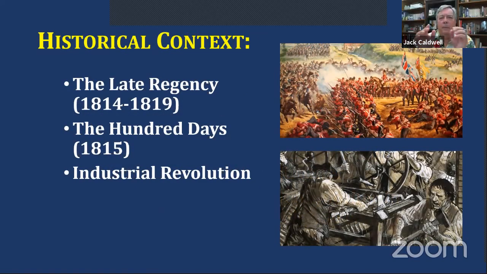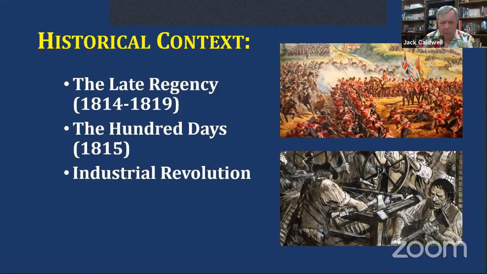Now, you have to understand that I come to Austen with my love of history. And so there's a great deal of historical context in these novels. And so I picked a particular part of the Regency because it's very, very interesting. I call it the late Regency, which is between 1814 and 1819. And there's a lot of stuff that was going on during this time period. Two of the most important that affected that and affects us today is this 100 Days Crisis I keep talking about and the Industrial Revolution.